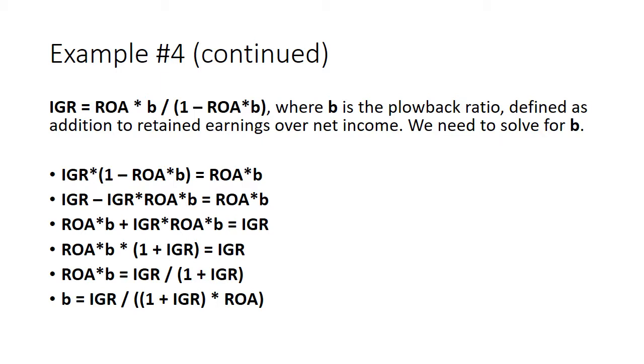And so what am I left with? I'm left with IGR divided by open parentheses 1 plus IGR close parentheses times ROA close parentheses. Now if you do not remember how to use parentheses in algebra, please go out to YouTube and find a good algebra review. Just remember one thing that we know for sure. You've got to have just as many open parentheses as you do closed parentheses. And here you can see we have 2 of each.